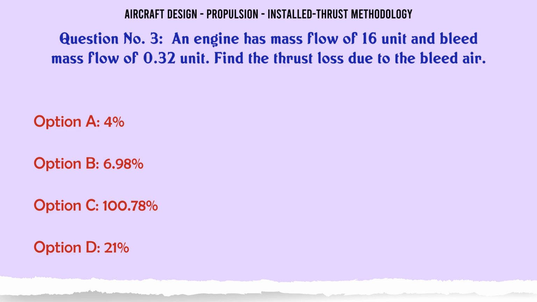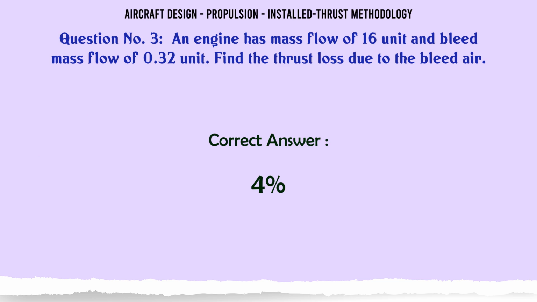Find the thrust loss due to the bleed air. A 4. B 6.98. C 100.78. D 21. The correct answer is 4.